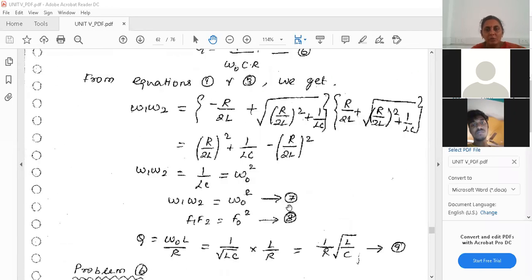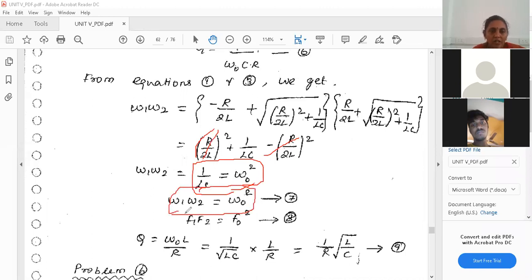Now multiplying both, the square root will be removed and we will write it as 1 by LC minus R by 2L the whole square, plus R by 2L the whole square. What is omega 1 into omega 2 then? Positive and negative, both will get cancelled. So you will write it as 1 by LC. And 1 by LC is what? You know, 1 by LC is equal to omega naught square. This we have derived previously, right? So you can write omega 1 omega 2 is equal to omega naught square.